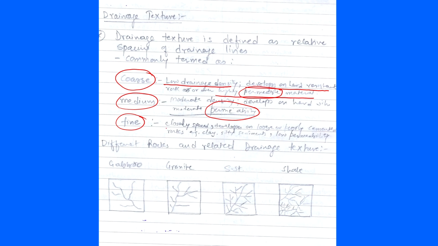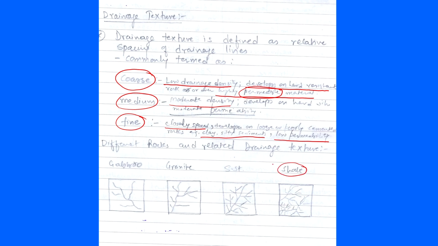So, in this case, the closely spaced one, the previous was moderate density. If you say closely spaced, then it will have a very high drainage density. Mostly it develops on loose or poorly cemented rocks or material like clay and silt having low permeability. Low permeability will not allow the water to seep down or infiltrate very quickly. That will result in more stream development, and one example for that is shale.